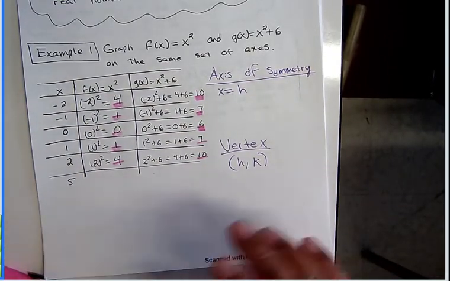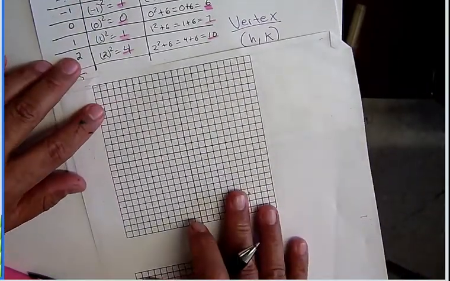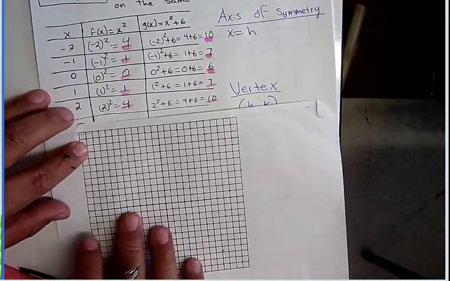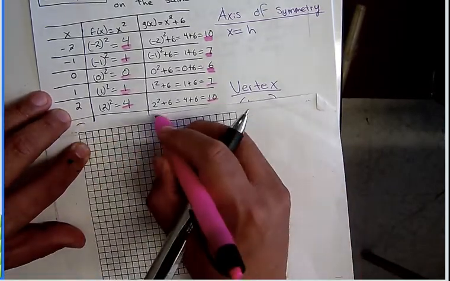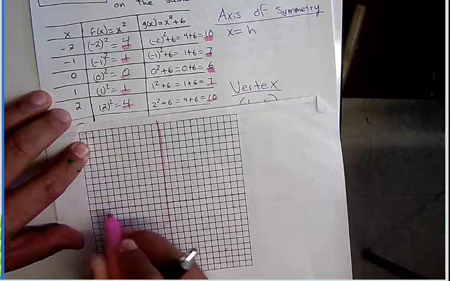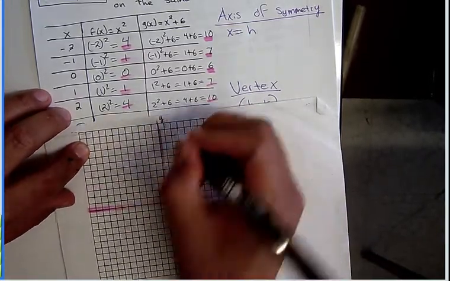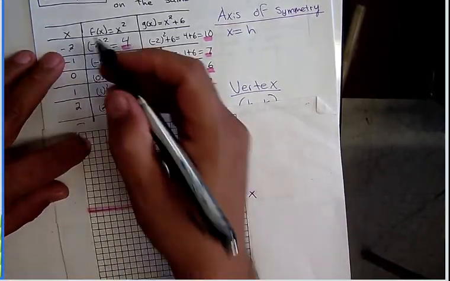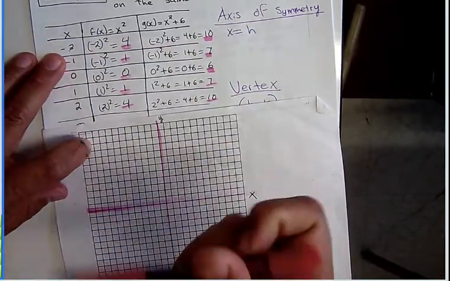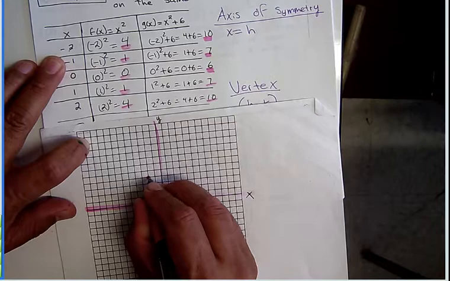Now let's graph it. This is what the book wants you to do. I'm going to label the x and the y axis. This is the x, and that's the y. Then I'm going to plot the points for the parent function first. So -2, 4; -1, 1; and so on. That would be the first point.